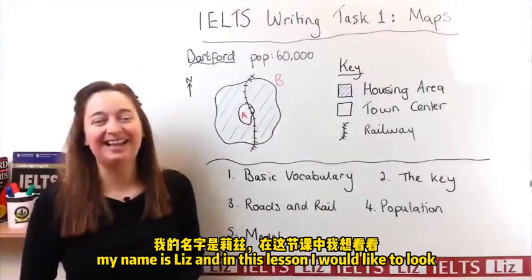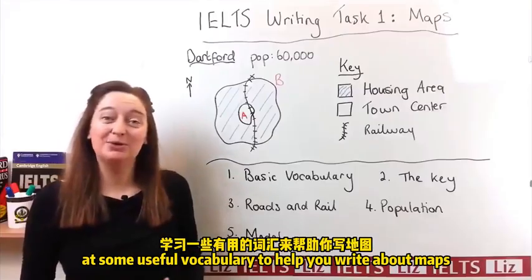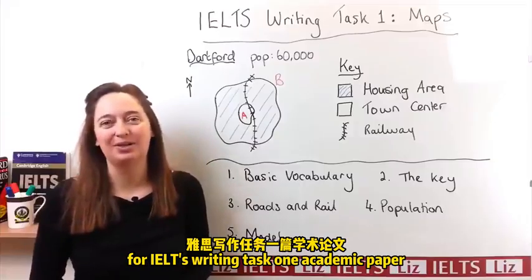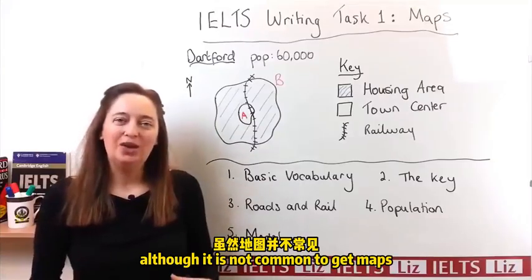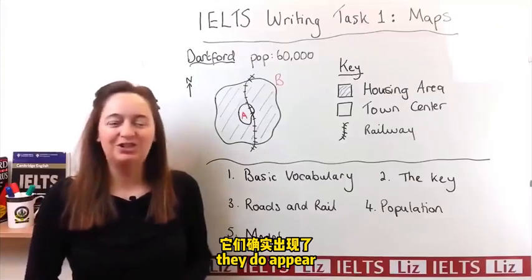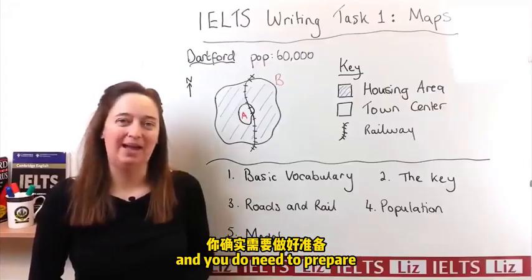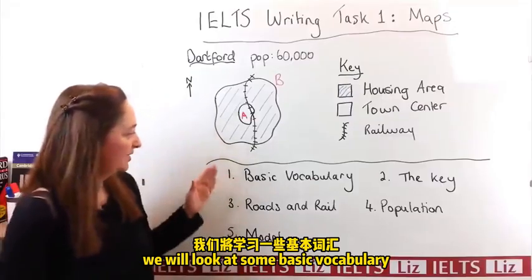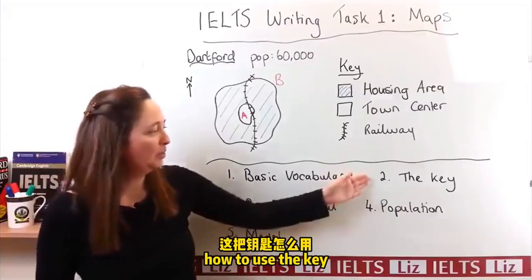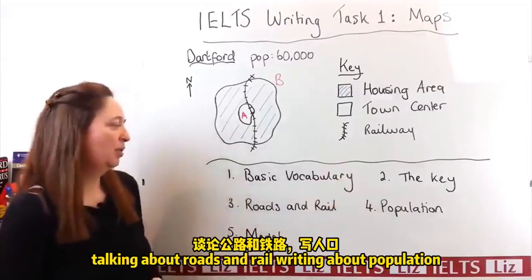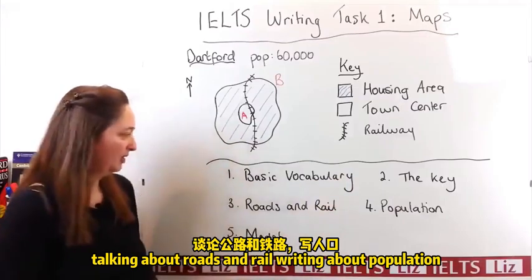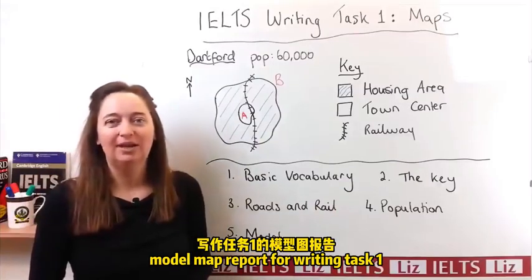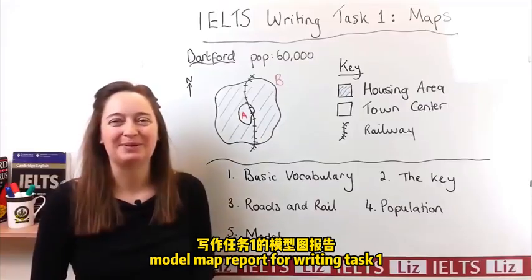Hello, my name's Liz, and in this lesson I would like to look at some useful vocabulary to help you write about maps for IELTS Writing Task 1 academic paper. Although it is not common to get maps, they do appear and you do need to prepare and learn how to describe a map. So in this lesson we will look at some basic vocabulary, how to use the key, talking about roads and rail, writing about population, and I will also give you a link so that you can see a Band Score 9 model map report for Writing Task 1.